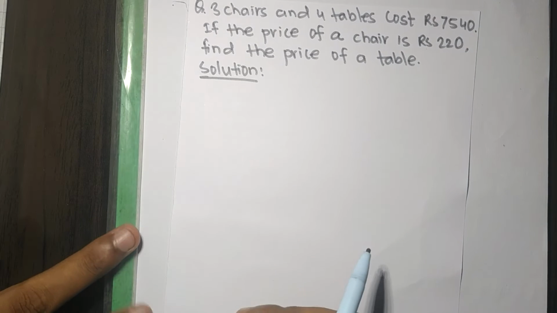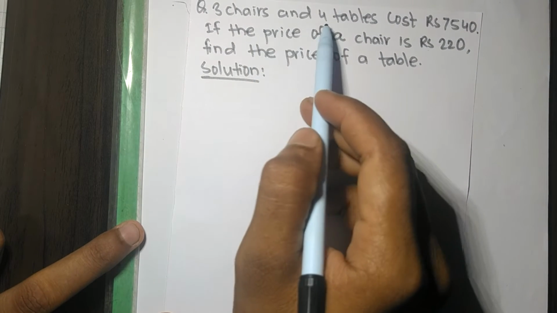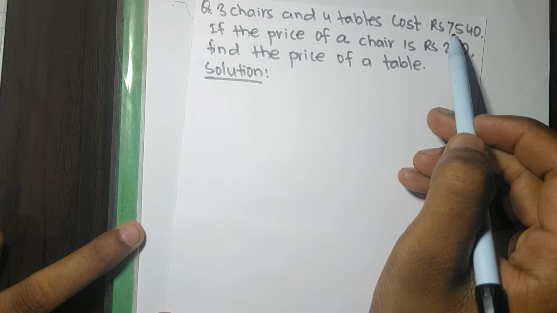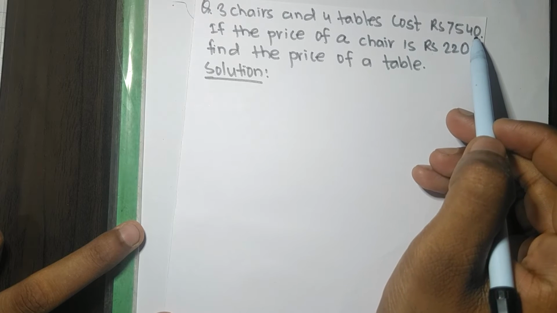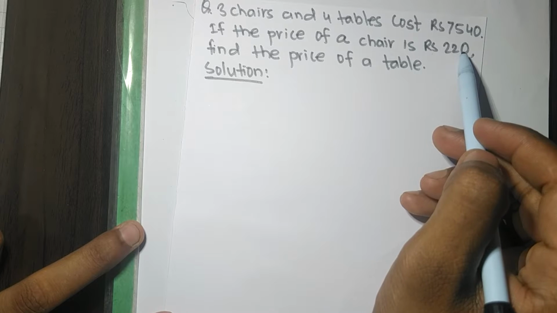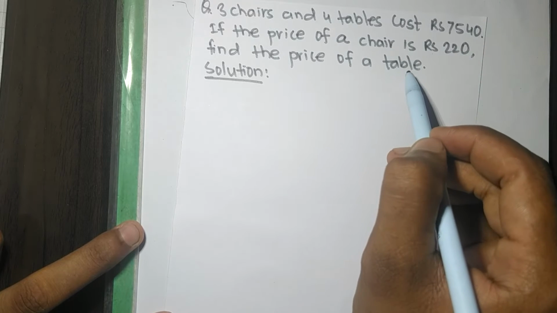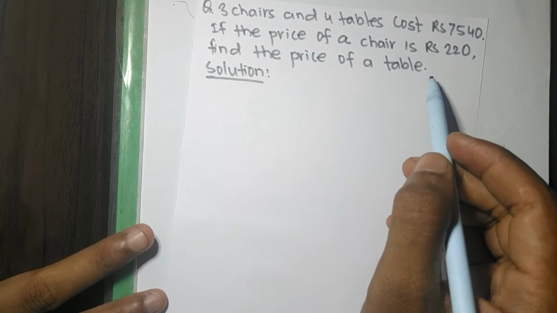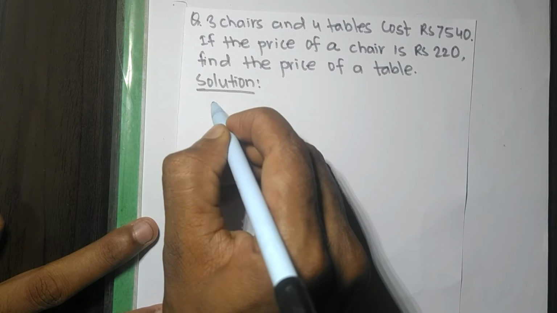So we have been given that 3 chairs and 4 tables cost Rs 7,540. If the price of a chair is Rs 220, find the price of a table. So here we have been given the price of one chair.